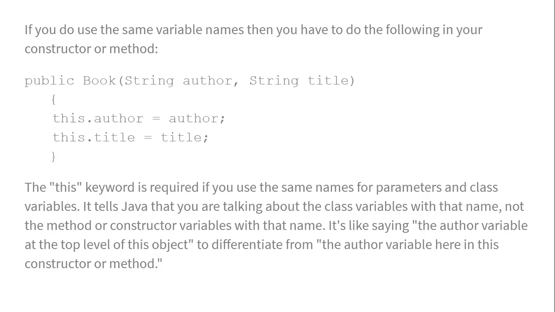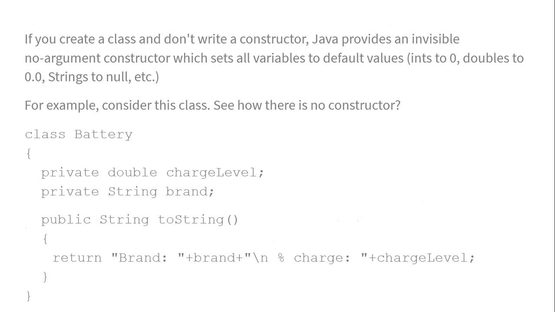You're going to see the this keyword more later in the course, but for now it might show up. If you create a class, by the way, and you don't write a constructor, Java will set all the variables to their default values. So ints to 0, doubles to 0, strings to null, and so on. That's not necessarily what you really want. So normally we do write constructors.